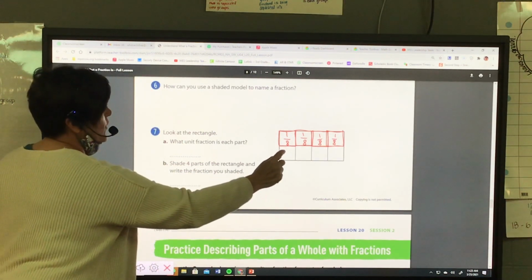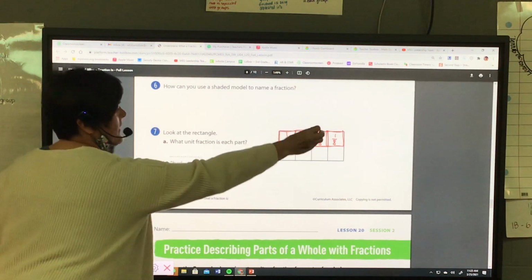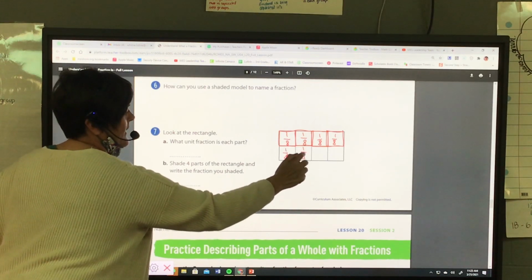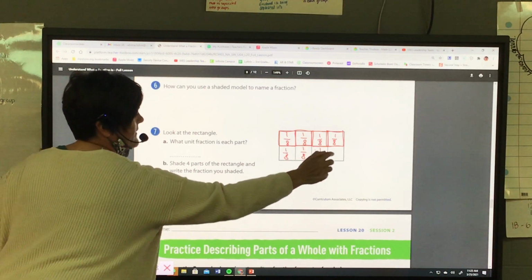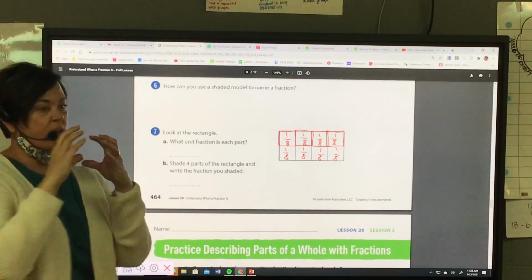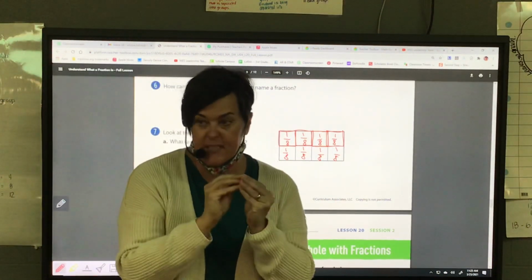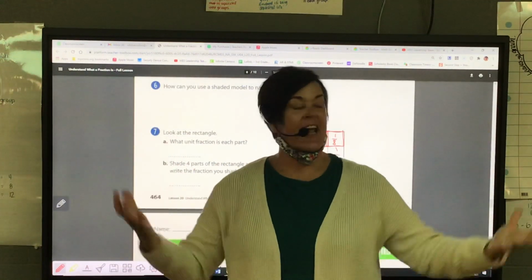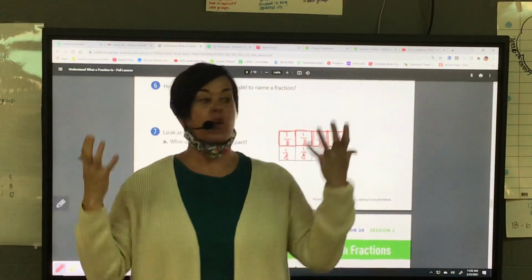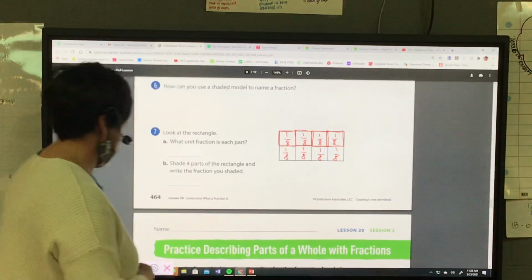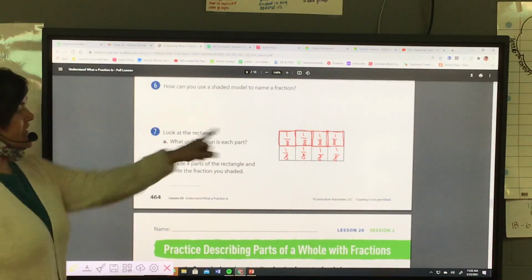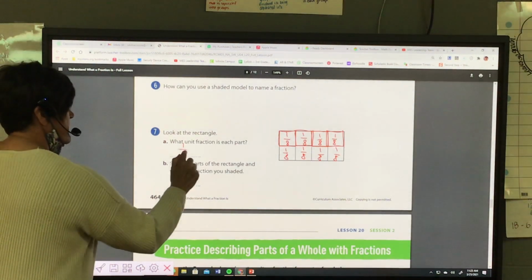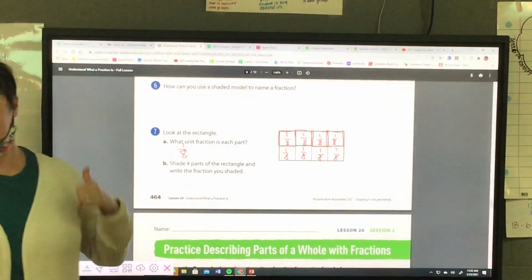What's this going to be? If this is 1/8, 1/8, 1/8, 1/8, 1/8, 1/8, 1/8, 1/8, because each one of those is its own unit. How many units are there altogether? 8. There are 8 in the whole thing, right? So what unit fraction is each part? 1/8. Aren't you glad we did this one together?